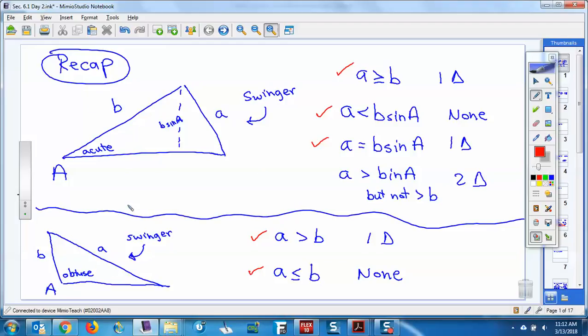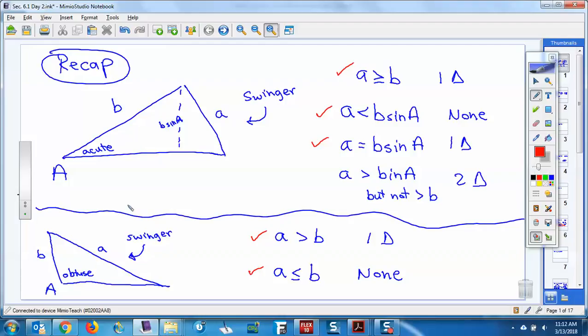The way I've got this set up is the swinger side is always across from the angle, because you only know 1 angle, SSA. And one of the sides has to be across from it. Otherwise, if you had these 2 sides, now you've got side angle side, it's a whole different deal. So one of the sides has to be across from the angle, and the one that's not across is the one that you put with the sine to do the height.